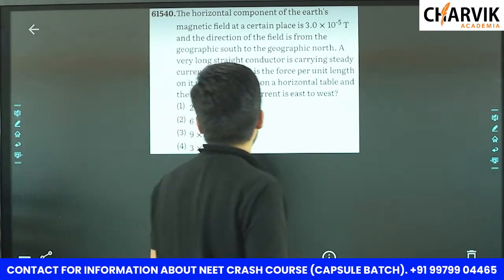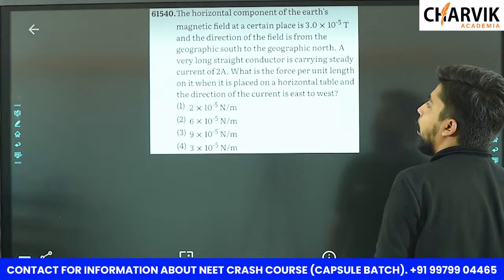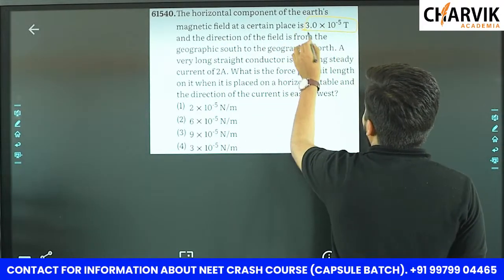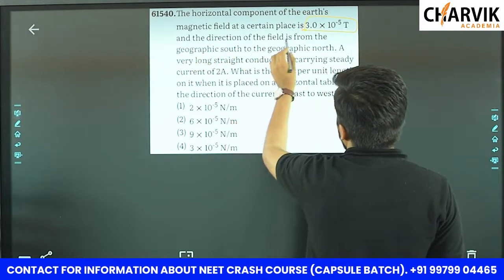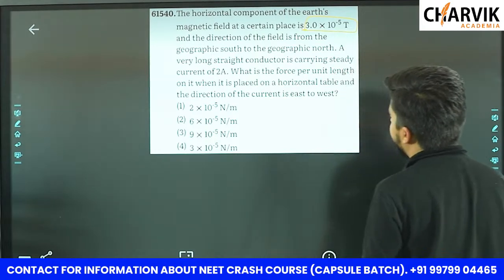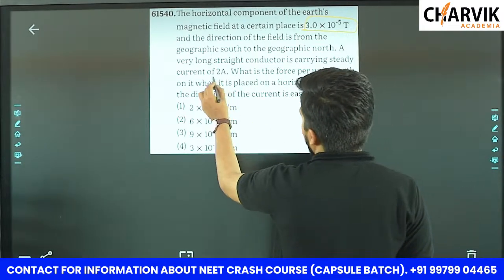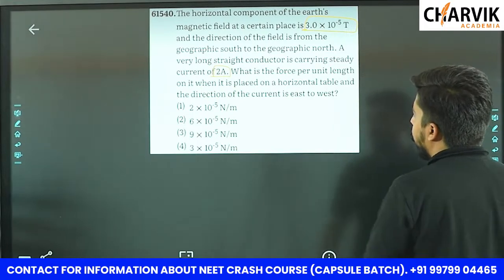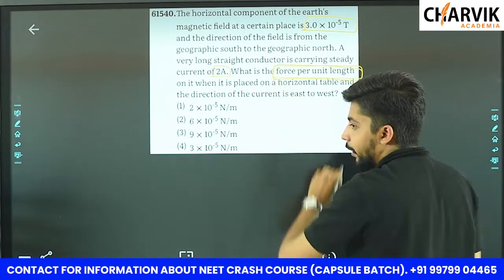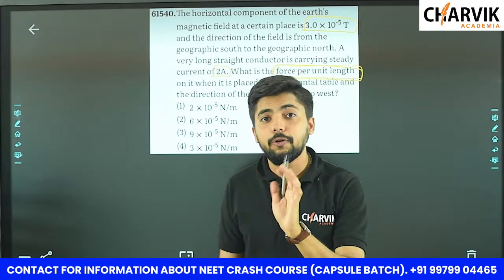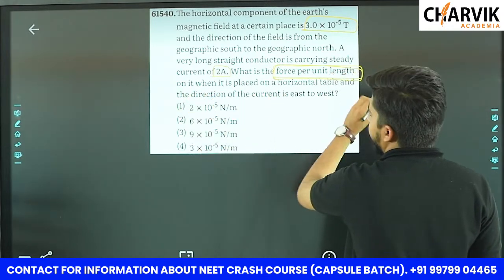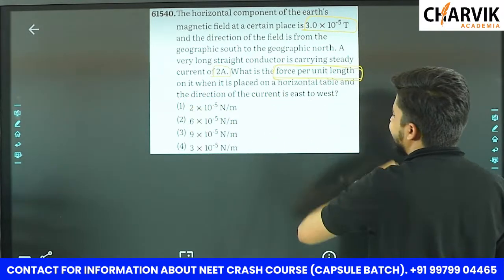Okay, let us move to the next question. The horizontal component of the Earth's magnetic field at a certain place is 3 into 10 raised to minus 5 Tesla, and the direction of the field is from the geographic south to the geographic north. A very long straight conductor is carrying a steady current of 2 ampere. What is the force per unit length? This is the important term. They are asking for force per unit length, and not only the force, on it when it is placed on a horizontal table and the direction of the current is east to west.